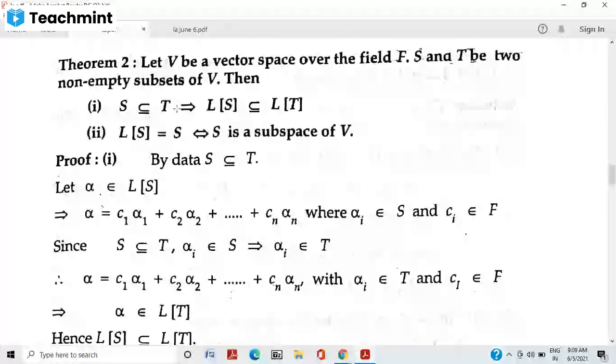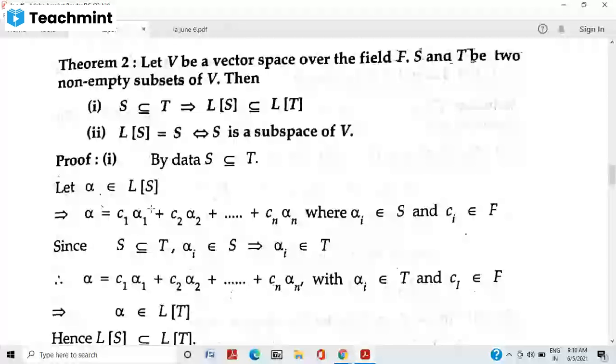First condition, what should we prove? S is contained in T is given, then we should prove that L of S is contained in L of T. That means S contained in T means if alpha belongs to S, then alpha belongs to T. Now we should prove L of S contained in L of T. If I take alpha belongs to L of S, I should get that alpha belongs to L of T also. To prove that condition, we take alpha belongs to L of S.